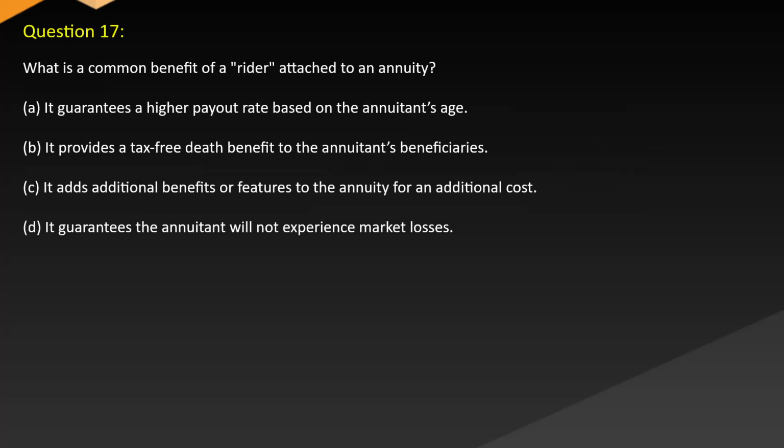Question 17. What is a common benefit of a rider attached to an annuity? A. It guarantees a higher payout rate based on the annuitant's age. B. It provides a tax-free death benefit to the annuitant's beneficiaries. C. It adds additional benefits or features to the annuity for an additional cost. D. It guarantees the annuitant will not experience market losses.